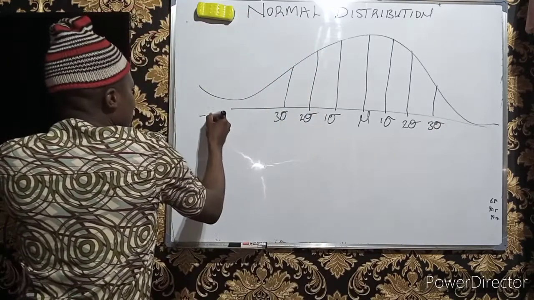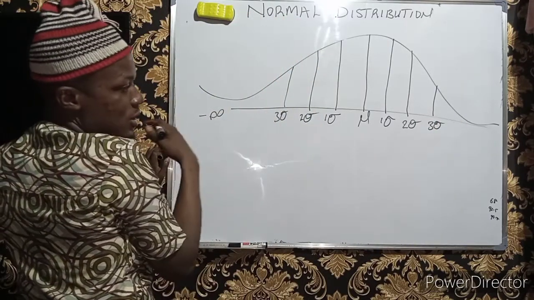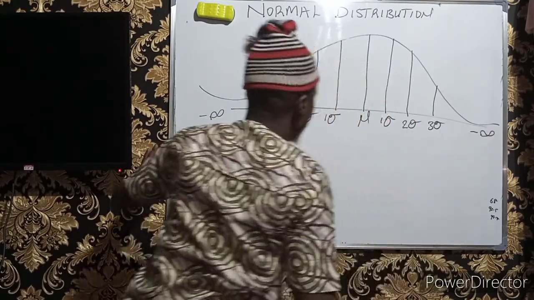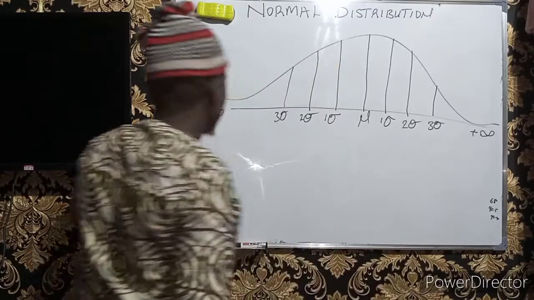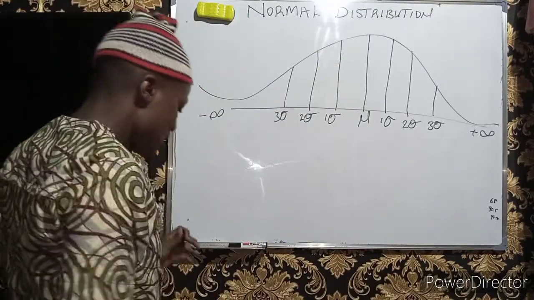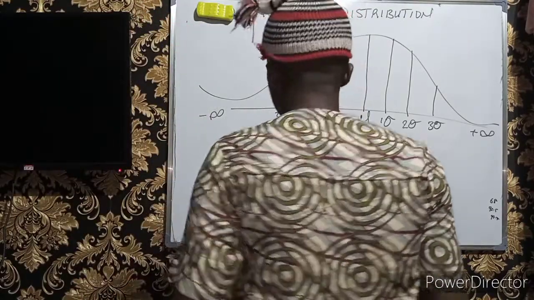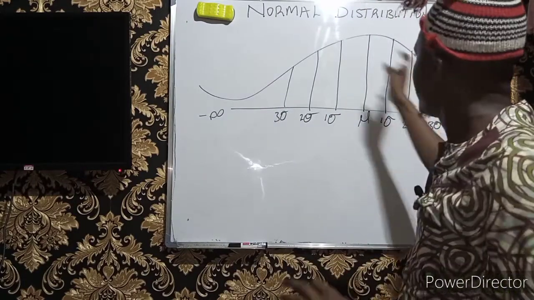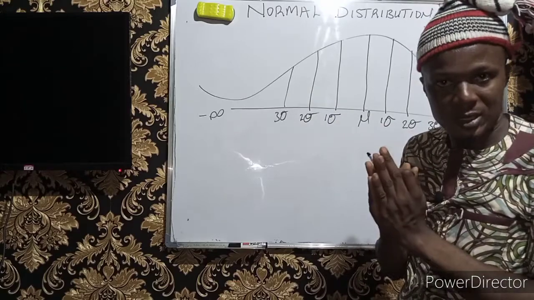Now, we can have negative infinity, because this is the extreme in the negative, while here is the extreme to the positive infinity. Another standard you need to know about this normal distribution is that the total area covered by this curve is 100%.